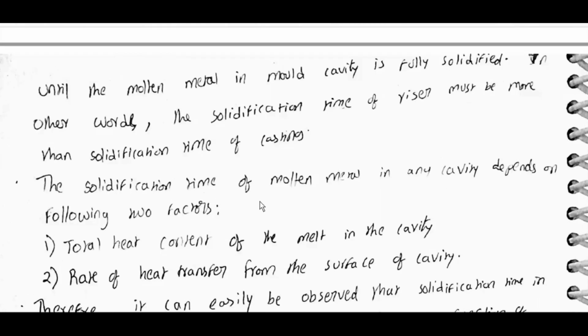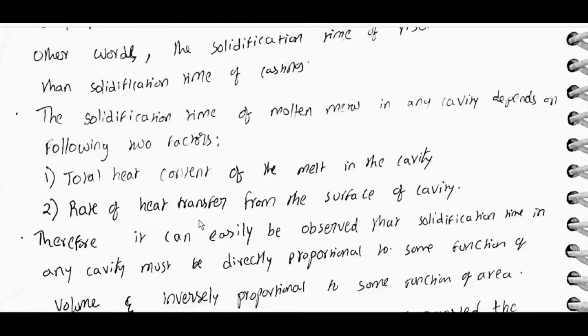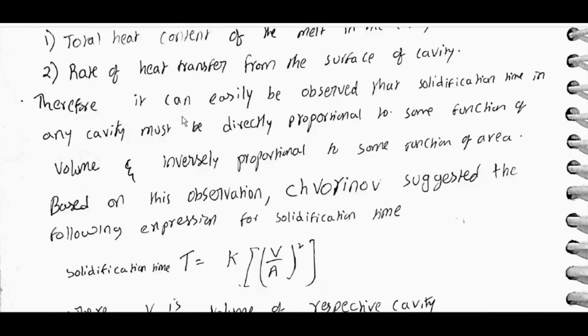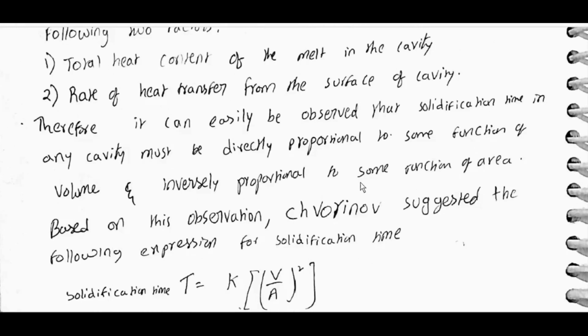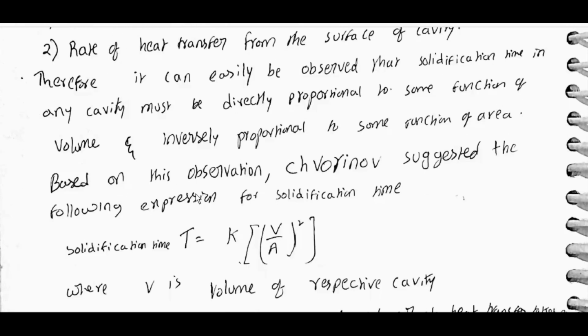The solidification time of molten metal in any cavity depends on the following two factors: the total heat content of the melt in the cavity, and the rate of heat transfer from the surface of the cavity. Therefore, it can be easily observed that solidification time in any cavity must be directly proportional to some function of volume and inversely proportional to some function of area. If area is more, then heat loss will be more, so time for solidification will be less.